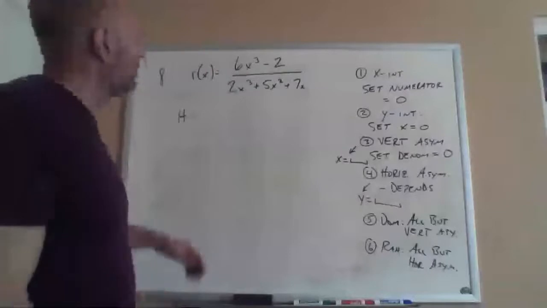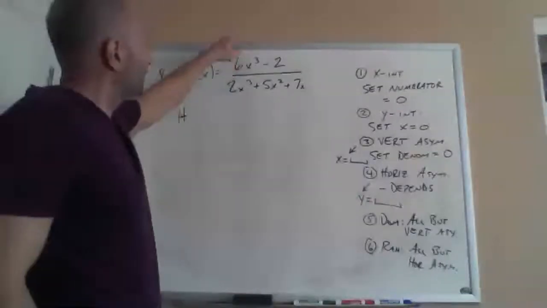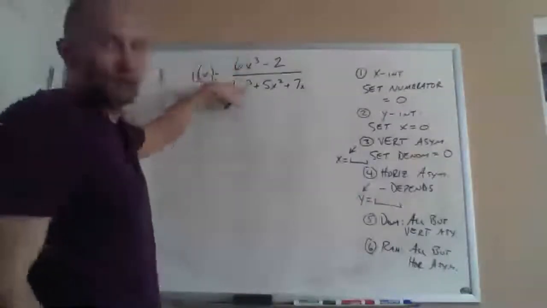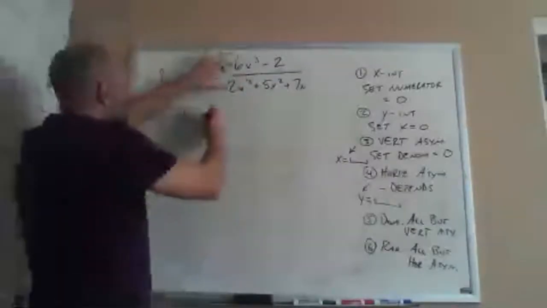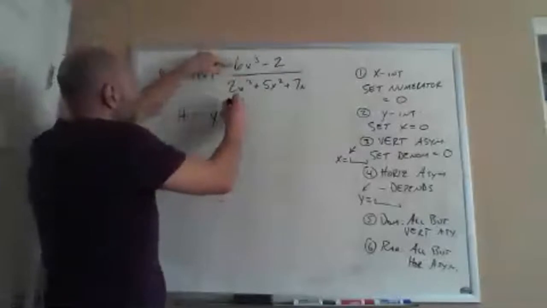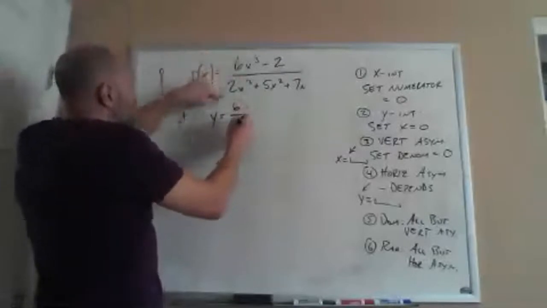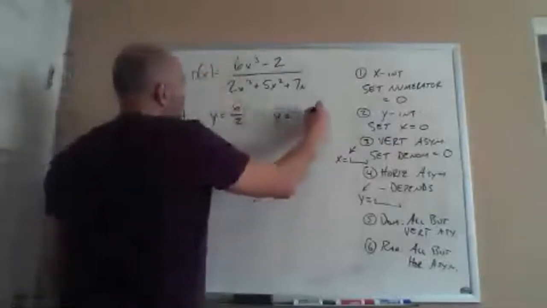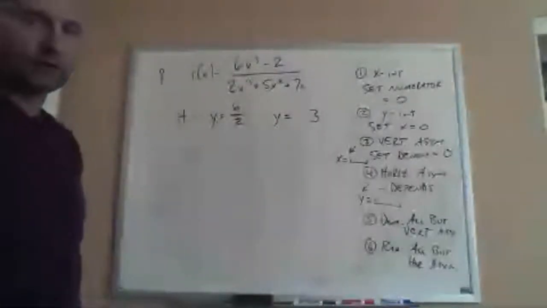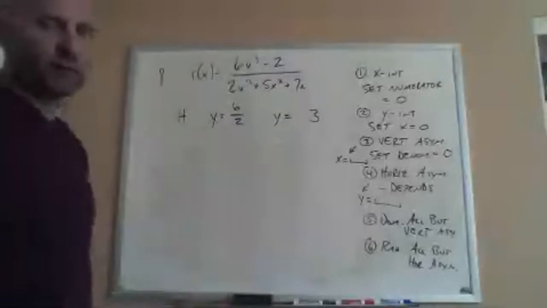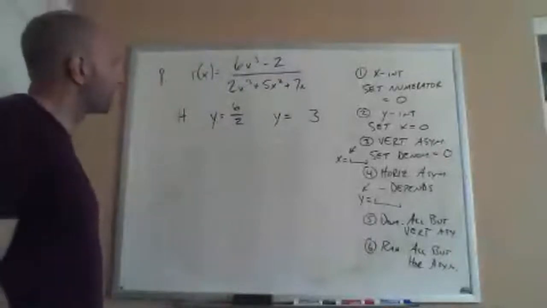So for horizontal asymptote, we're looking at the exponents. x to the third and x to the third, they're the same. Therefore, the horizontal is what? It's just this value 6 over this value 2, which is y is equal to 3. So your horizontal asymptote value that you would put in your box on WebAssign is just 3.